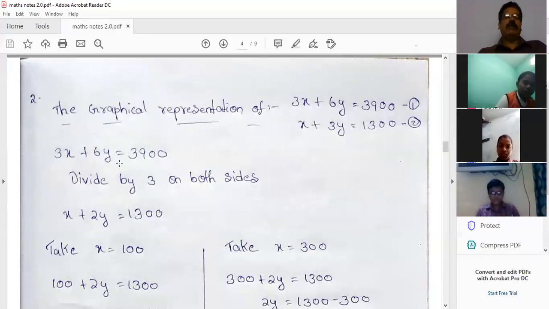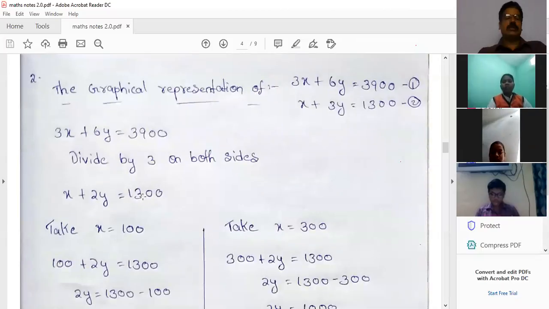3x plus 6y equal to 3900. Divide by 3 on both sides and we have to simplify the equation. Dividing by 3 on both sides means x plus 2y equal to 1300. I simplified the equation. Okay.